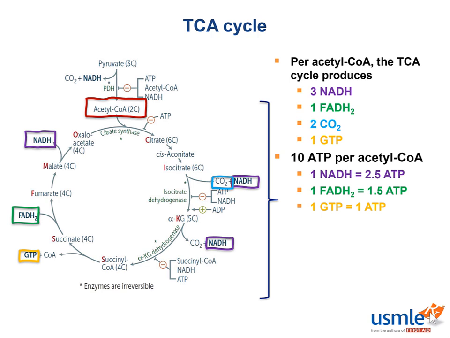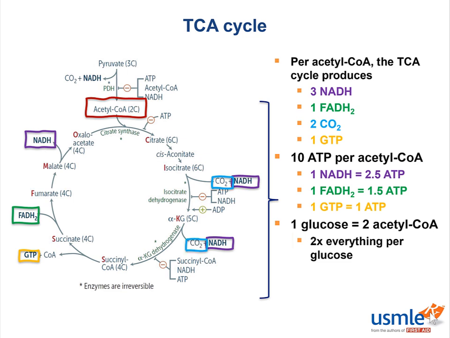Now, to make things tougher, but something to be aware of in questions, is whether they ask if the ATP is per acetyl-CoA or per glucose molecule. Because for every glucose, we get 2 acetyl-CoAs, so everything would be doubled.